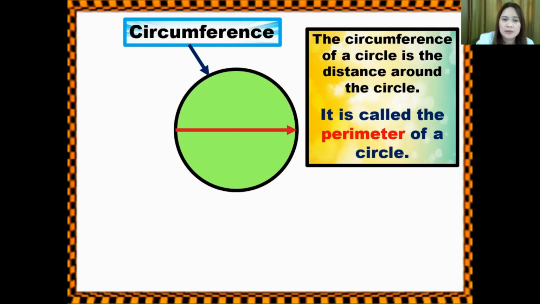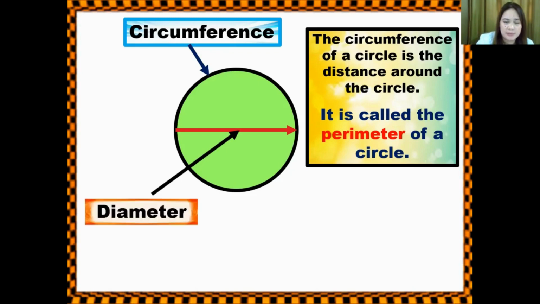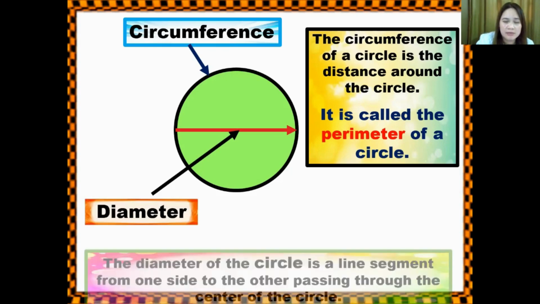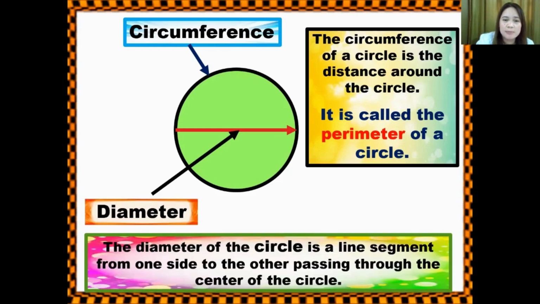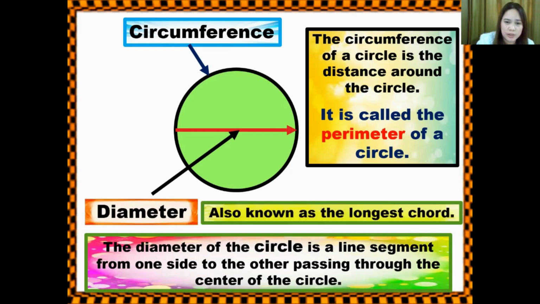And a line from one point to another point that passes through the center of the circle, we call the diameter. Again, the diameter of the circle is a line segment from one side to the other that passes through the center of the circle. And the diameter is also called the longest chord. You will come to know later what the meaning of a chord is. So again, the diameter is a line segment from one side to the other that passes through the center of the circle.